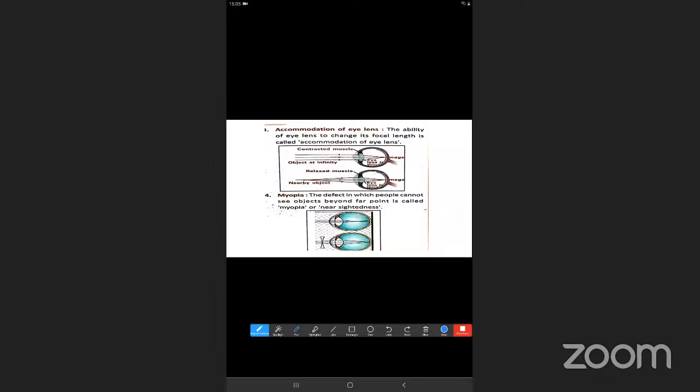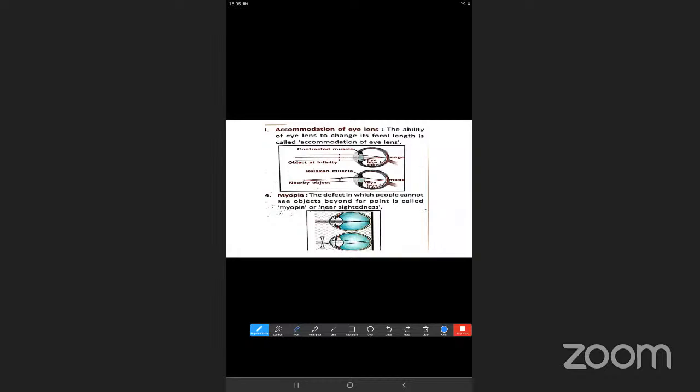Next, we have accommodation of the eye lens. The ability of the eye lens to change its focal length is called accommodation of the eye lens. To see an object very clearly, our eye lens can change its focal length. Okay, this is the eye lens here. It can change the focal length to see the object very clearly. That is known as accommodation of the eye lens.